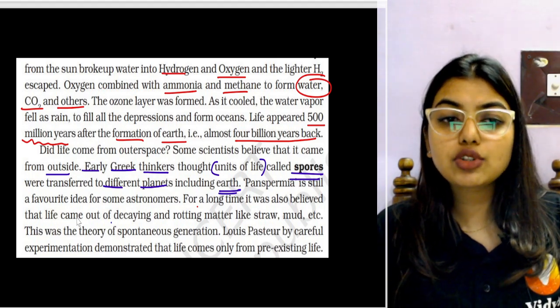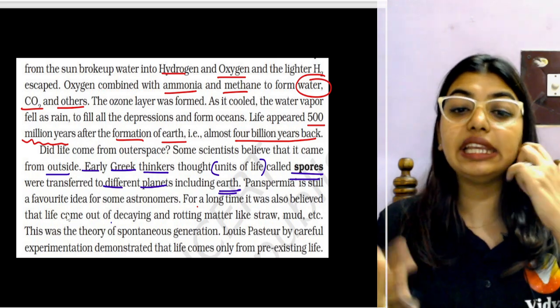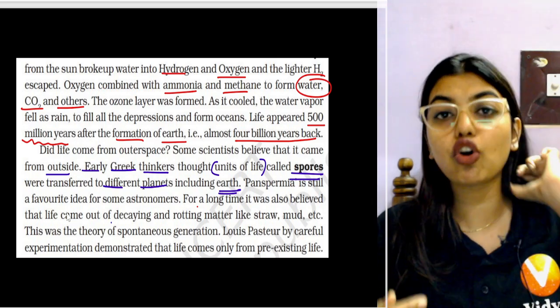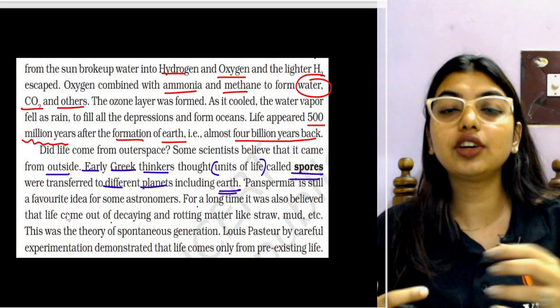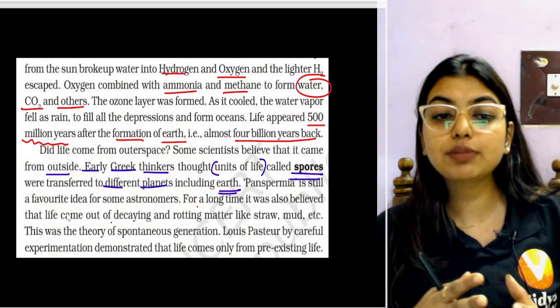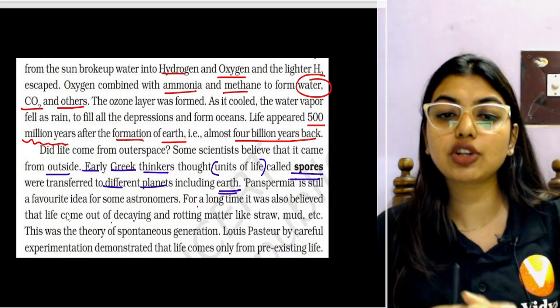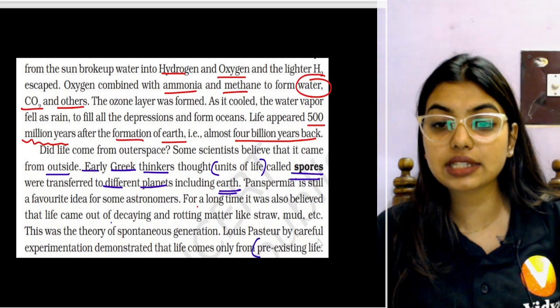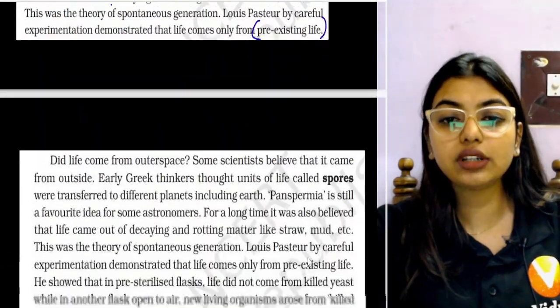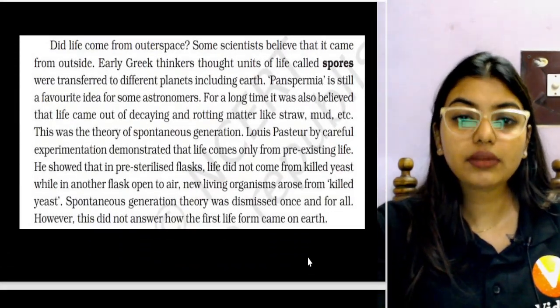For a long time, it was also believed that life came out of decaying and rotting materials like straw, mud, etc. This was the theory of spontaneous generation. Louis Pasteur, by careful experimentation, demonstrated that life comes from pre-existing life. So these are a few theories that you need to remember.